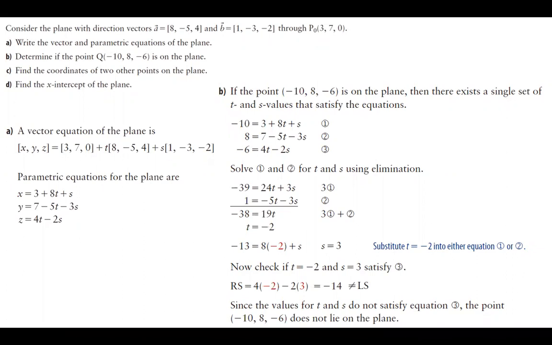So the corresponding parametric equation for the plane can be given by x equals 3 plus 8t plus s, y equals 7 minus 5t minus 3s, z equals 4t minus 2s. Okay, then let's consider question B. If the point -10, 8, -6 is on the plane, then there exists a single set of t and s values that can satisfy all of the three equations here, right? So we can try to solve this system.